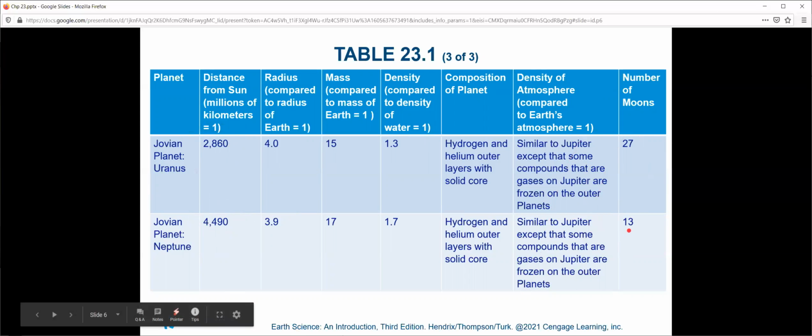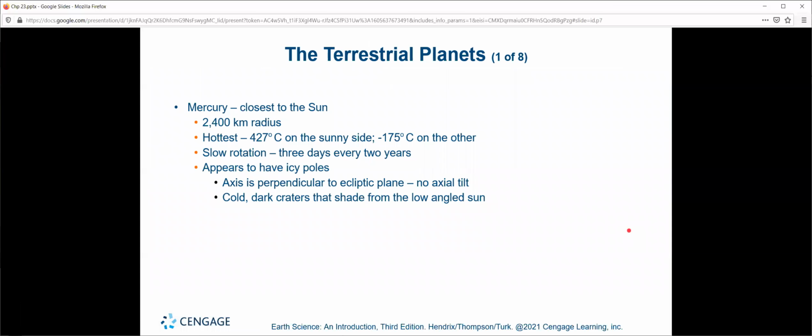Exciting, interesting, cool. So let's go through the planets one by one and talk about what's going on with them, so you can have a better understanding of the things that make up our solar system. We'll start with Mercury. Mercury is the closest planet to the sun.